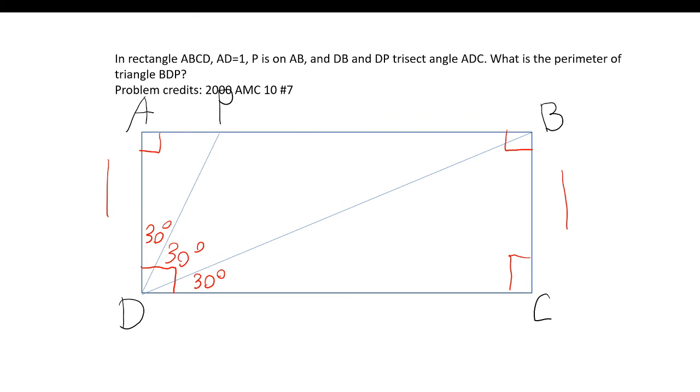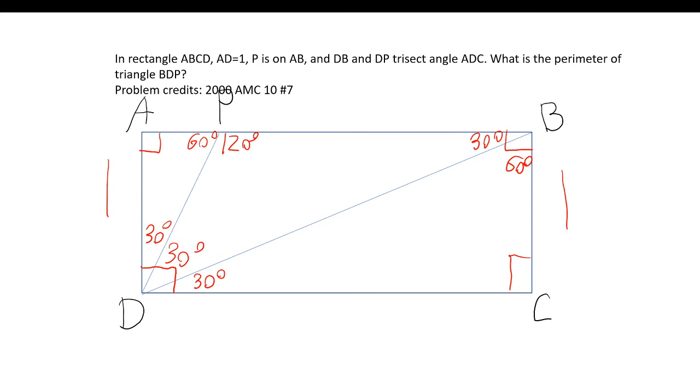Now, 30, 90, this has to be a 60-degree angle. These two build a straight line. This has to be a 120-degree angle. Over here, let's go to this triangle. 30, 90, this has to be a 60-degree angle. And these two are supplementary. This has to be a 30-degree angle.